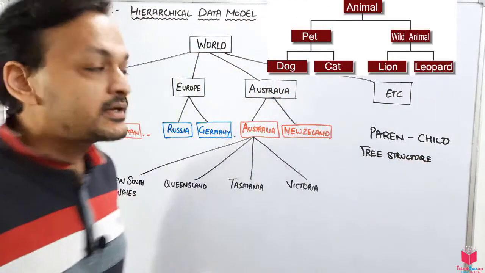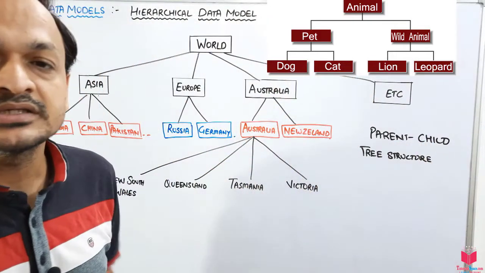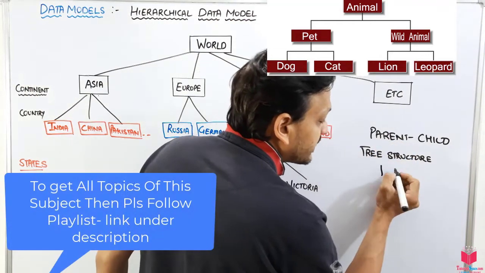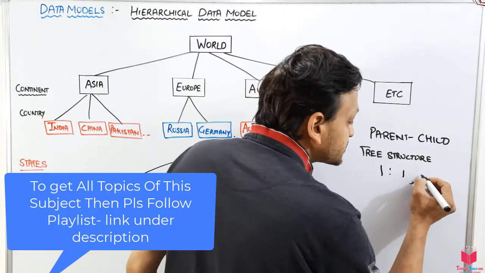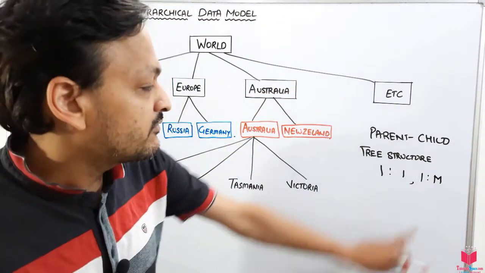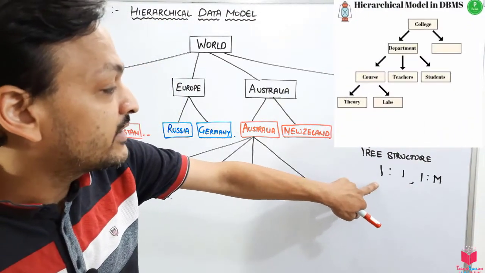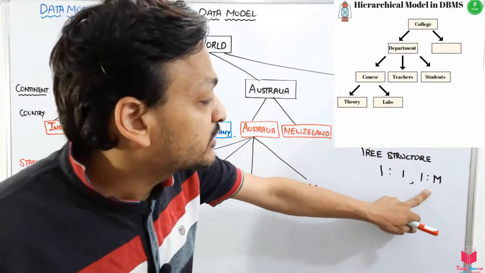In this, we represent our data in the format of a parent and child relationship, which means one parent can have one child, and we can also say that one parent can have many children. A one-to-many relationship. So it is used to represent data where we have to represent one-to-one and one-to-many relationships.